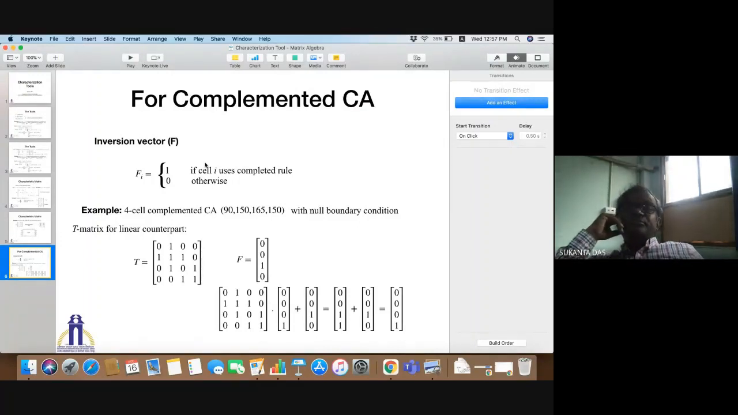Any question? As usual, boundary conditions have a great impact. Here also, we did these things for the null boundary condition. If you consider the periodic boundary condition, this behavior will change.